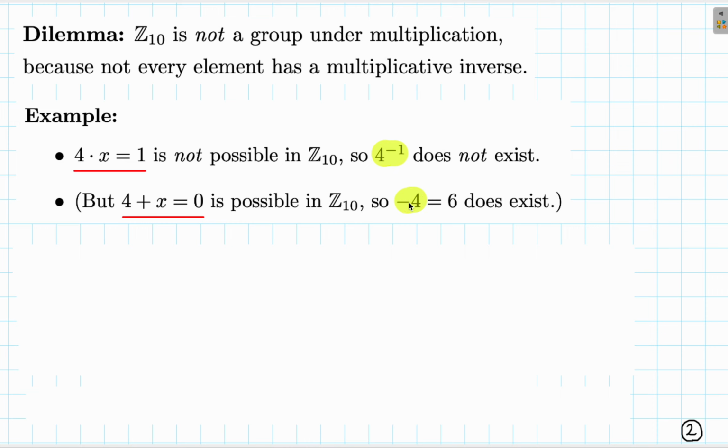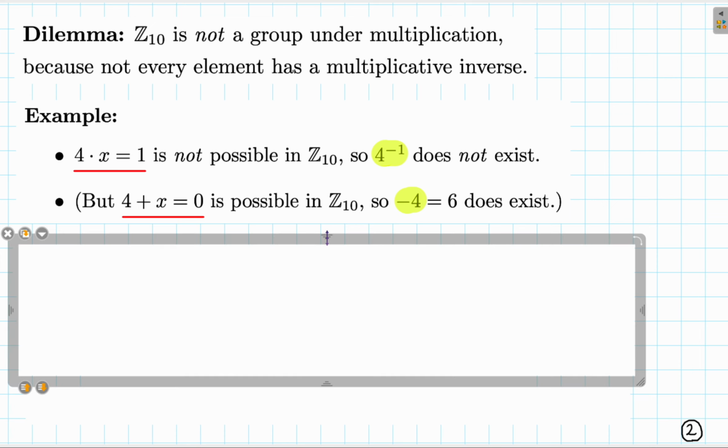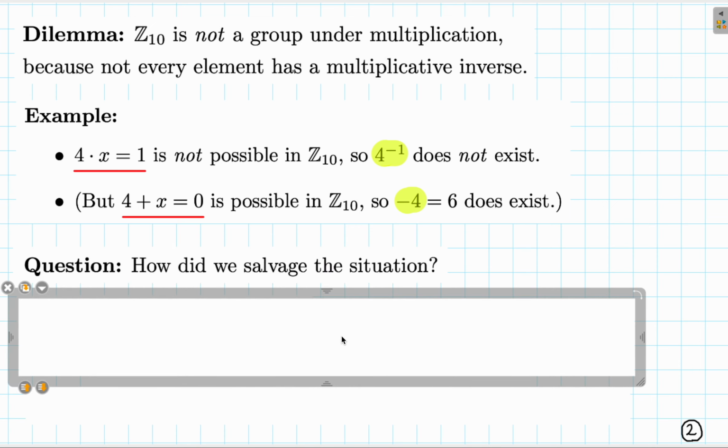And so there's a subtle notational difference here. 4 to the minus 1 stands for the multiplicative inverse of 4, which doesn't exist in Z10. Minus 4 stands for the additive inverse of 4, which does exist in Z10, namely 6. And so, once again, we have this dilemma where Z10 is not a group under multiplication. So what's the salvage? How can we salvage this situation?